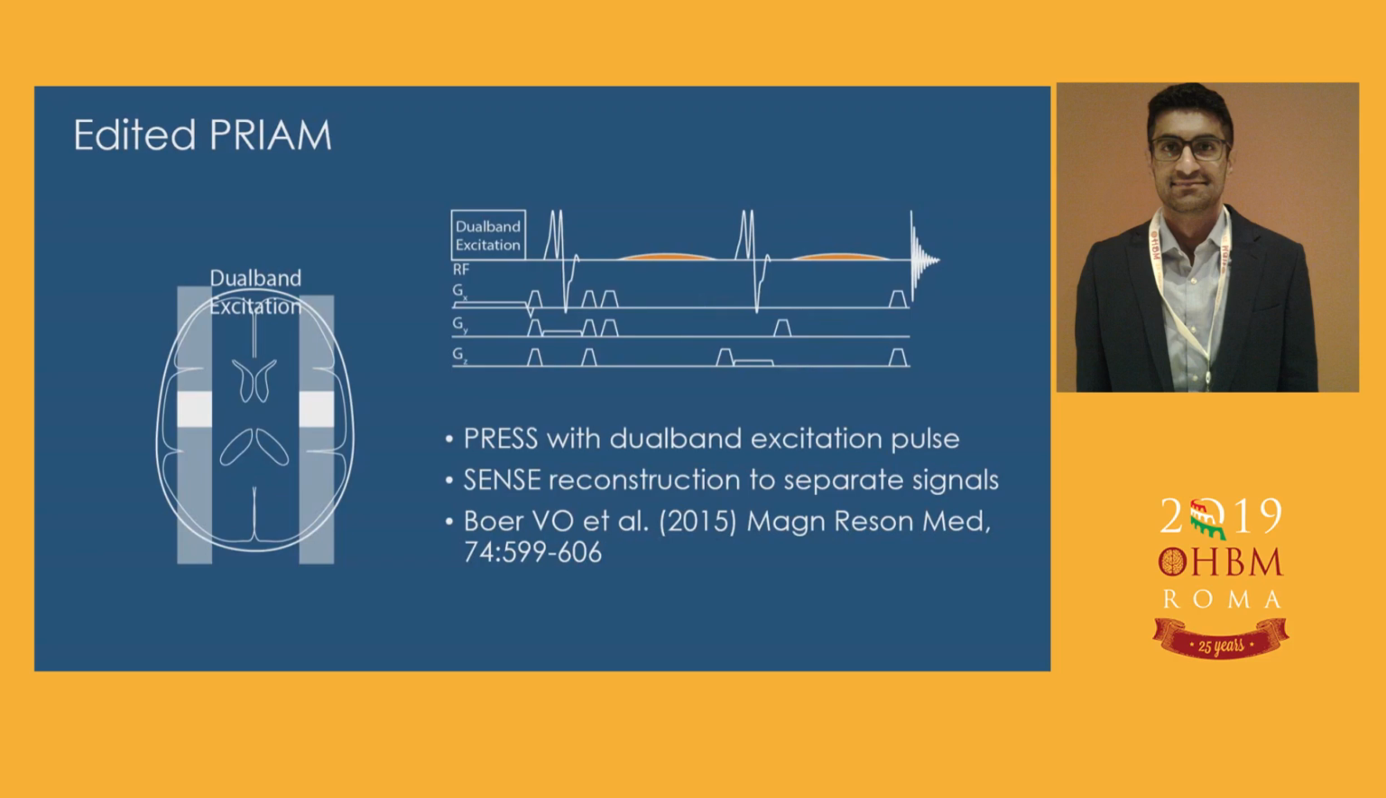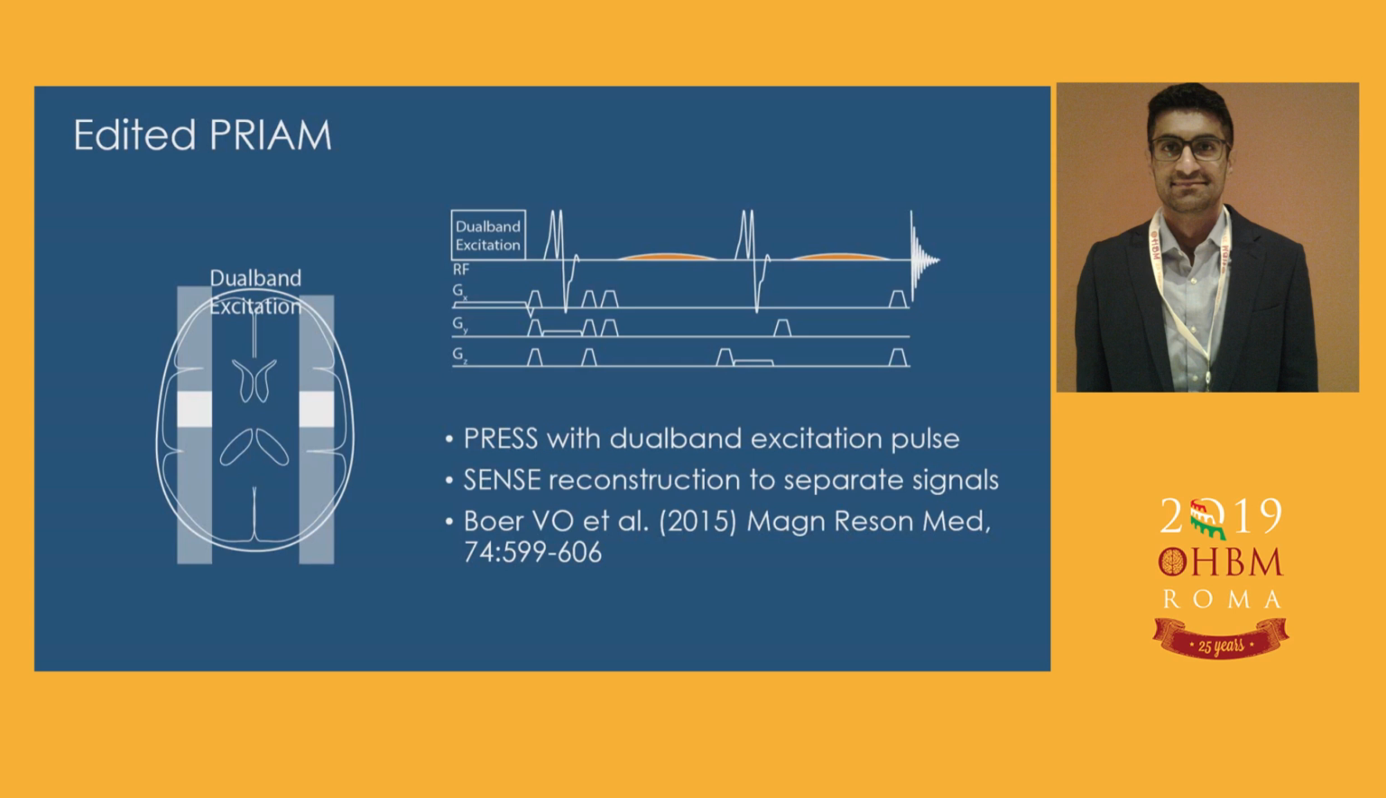So we focused on single voxel editing, so that means looking at one region at a time. Can we acquire data from different regions at the same scan time? Over here we have the PRIME sequence, very similar to the PRESS sequence. However, you replace a single band, or just one slice-selective excitation pulse, one lobe, with dual-lobe or dual-band excitation, and you can perform multivoxel spectroscopy.